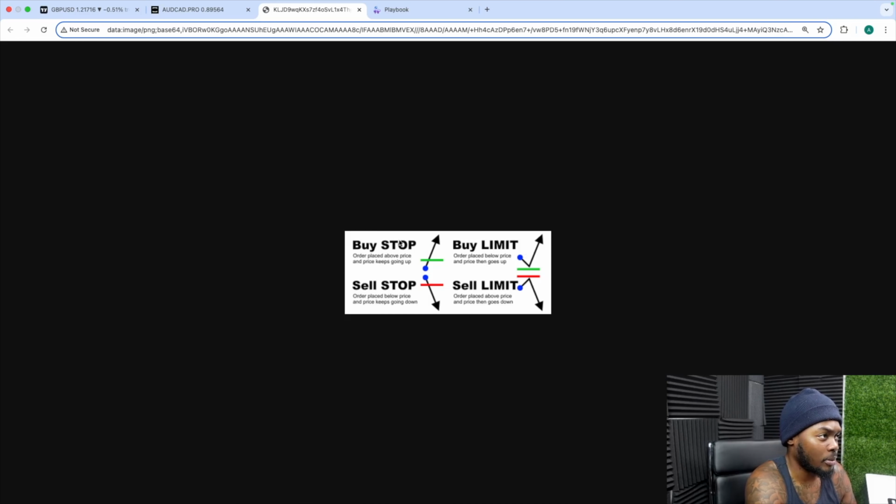So a buy stop: order placed above price, and price keeps going up. Buy limit: order placed below price, then price goes up. Sell stop: order placed below price, and price keeps going down. Sell limit: order placed above price, and price then goes down. So this may not make sense for some people just reading it like this. So I'm actually going to show you on the charts and enter a trade using these different examples.